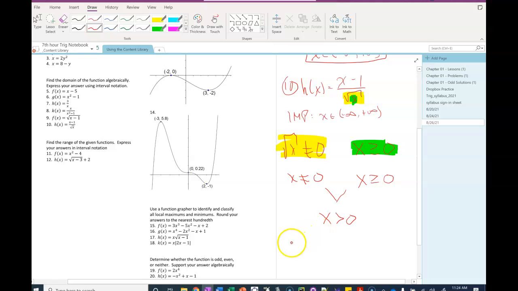So x is greater than 0. My interval starts at 0 and goes to positive infinity. And I'll use parentheses for each because the infinity always gets a parenthesis. And the 0 is not greater than 0, so it shouldn't be included in that set. So it gets the parenthesis there. So that would be our domain for that one. Is that okay, Jack? Yeah. Okay.